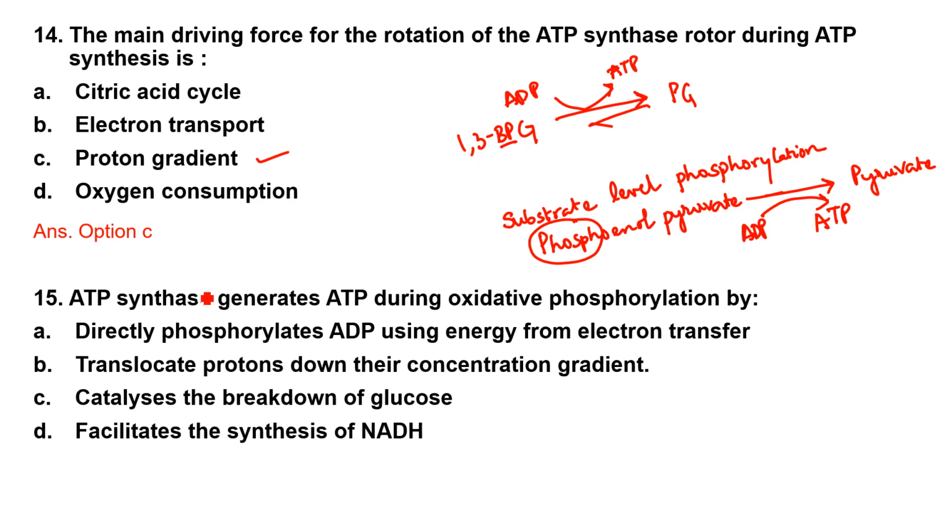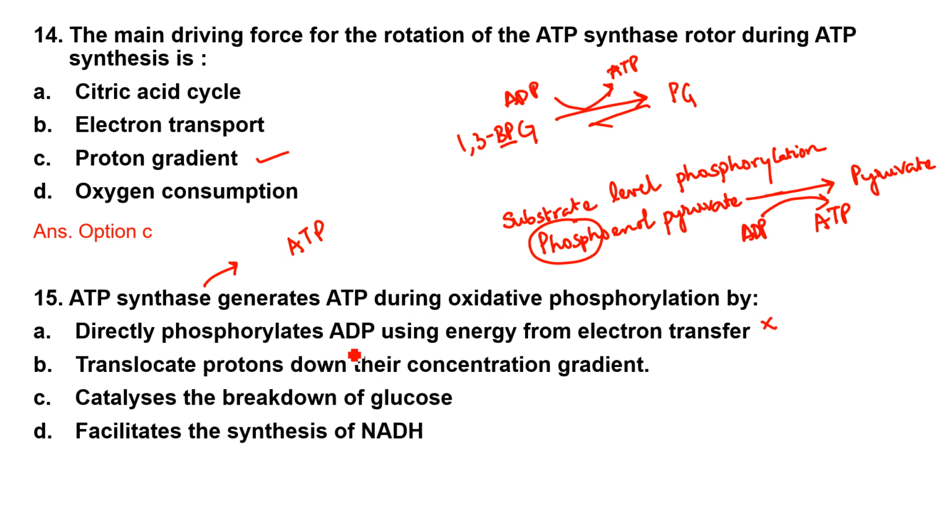But ATP synthase does not work like that. How does ATP synthase generate ATP? It couples the proton concentration gradient: when protons flow along the gradient, it couples the energy that is released to the synthesis of ATP, right? So that is oxidative phosphorylation. You see here option A, directly phosphorylates ADP using energy from electron transfer. So this option is not correct.